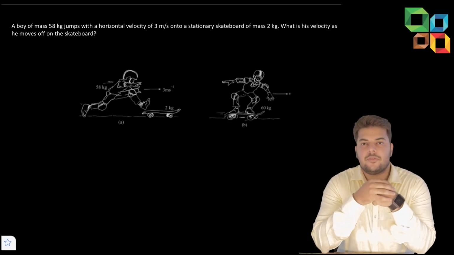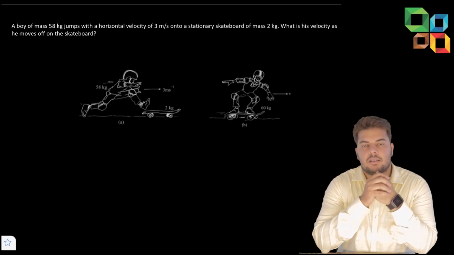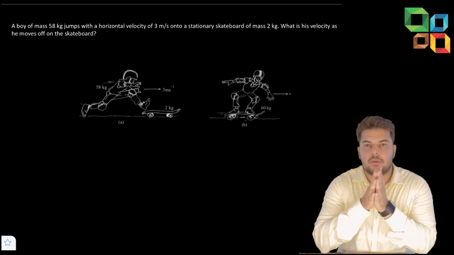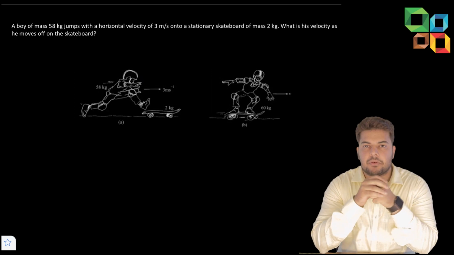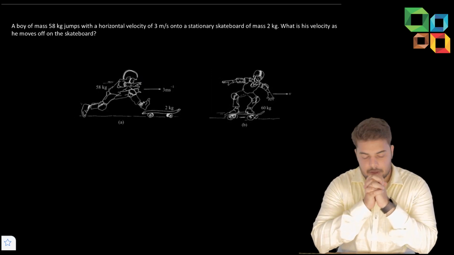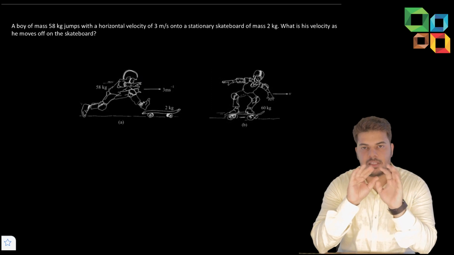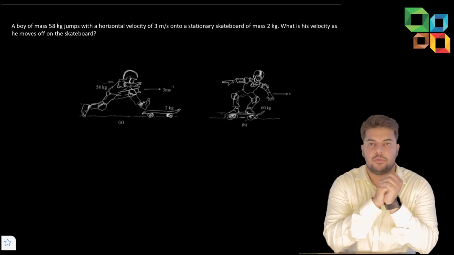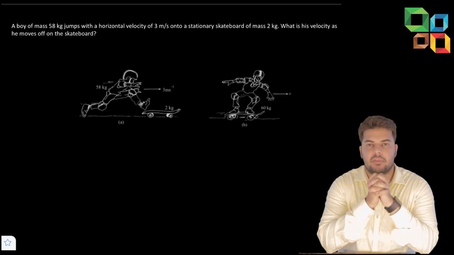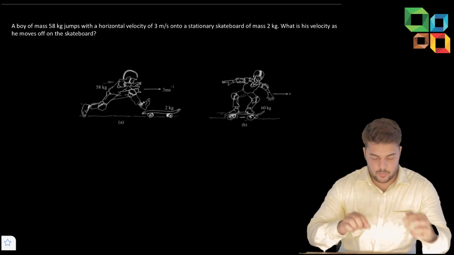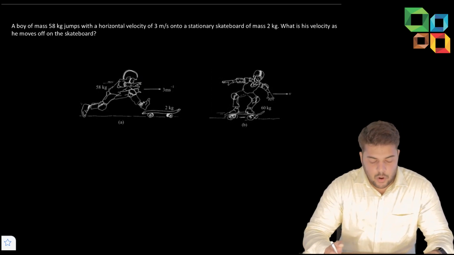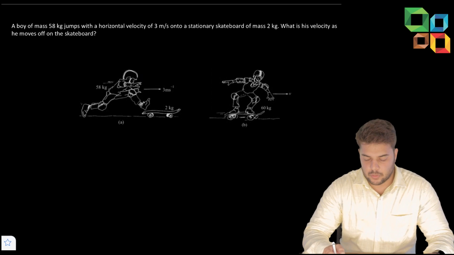So we have seen in the previous class some examples of Newton's laws, how to apply Newton's laws to understand the dynamics of bodies, right? So I've got one more problem of a similar kind, but a bit different from what we have solved in the previous classes. All right. So the question is this: a boy of mass 58 kg jumps with a horizontal velocity of 3 meters per second onto a stationary skateboard of mass 2 kg. All right. So what is his velocity as he moves off on the skateboard?